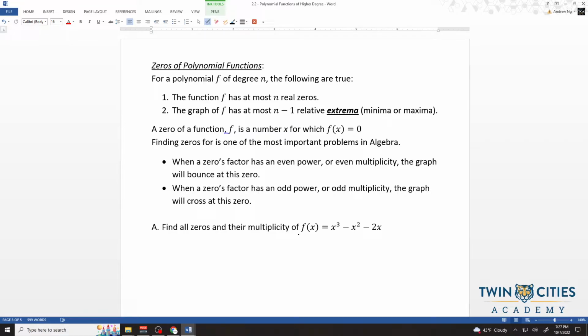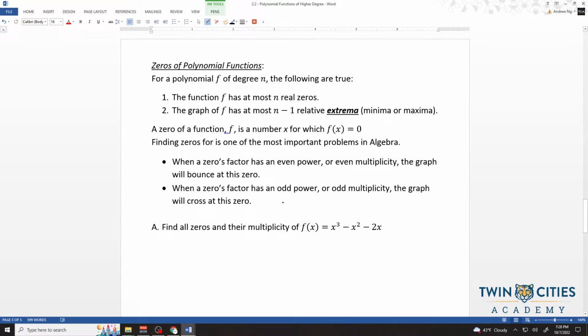How do I necessarily know that? Well, when a zero's factor has an even power or even multiplicity, the graph will bounce at this zero, thus cutting away one of these extrema. It might be even more than that if that factor is to the 4th power or so. The same could be true for odd powers. If it's just maybe x minus 2 is a factor, then we've just got the one zero, and it's going to cross at this zero.